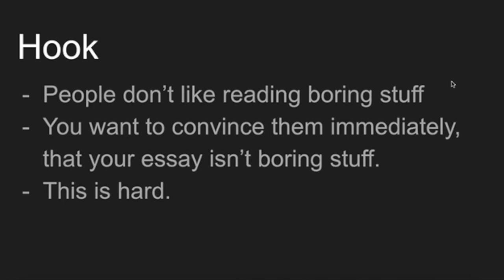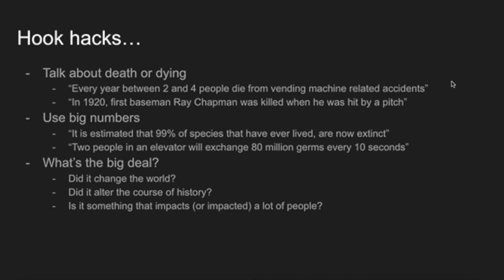You're going to start with a hook. People don't like reading boring stuff. You want to convince them immediately that your essay is not boring stuff. And that is hard to do. I always say the first and the last sentence of your essay are the hardest sentences. So you guys know most of my hook hacks. Talk about death or dying. Talk about how something killed people, especially if it killed a lot of people, because that's the other thing. Use big numbers. Talk about how 99% of this is that. Or talk about how 80 million somethings every something. Whatever it is. Those two things, either talking about how dramatic and death-defying something is, or how big and grand something is, those are great ways to start.